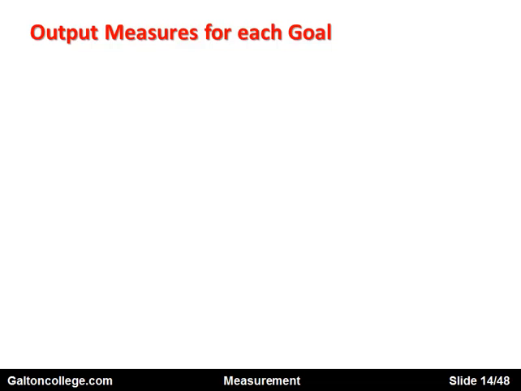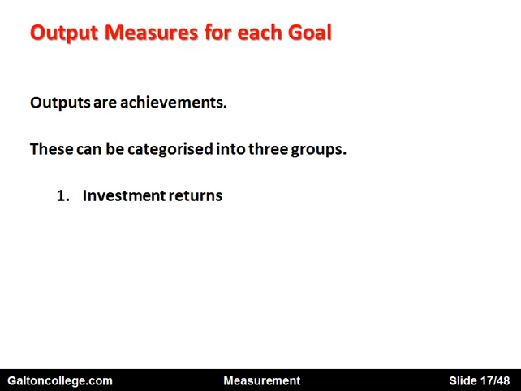Now, output measures for each goal. Well, outputs are achievements. These can be categorized into three groups: investment returns, customer satisfaction, and social impacts. So outputs are achievements. That's what the business wants to achieve. And the achievements can be categorized into investment returns, customer satisfaction, and social impacts. Let's have a look at these.